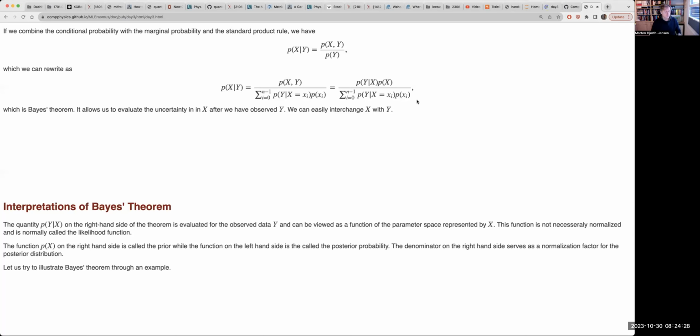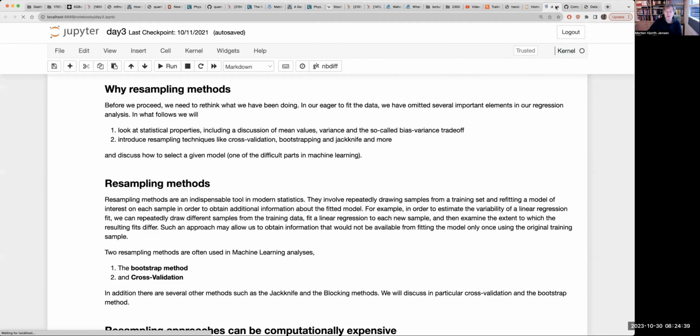Now, the topic which we are going to look more at today again is the topic which deals with resampling techniques. So I'm going to switch back to the Jupyter notebook, and this is basically where we ended last week, and we ended with a discussion of the bootstrap method. And we started to discuss the so-called bias-variance trade-off.